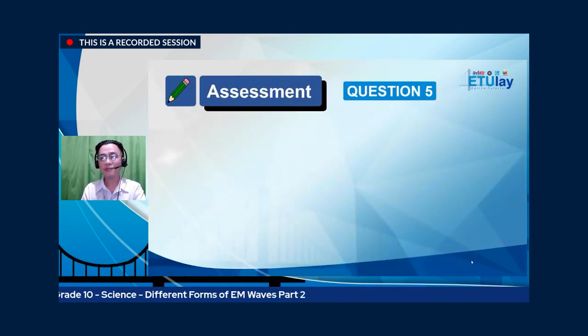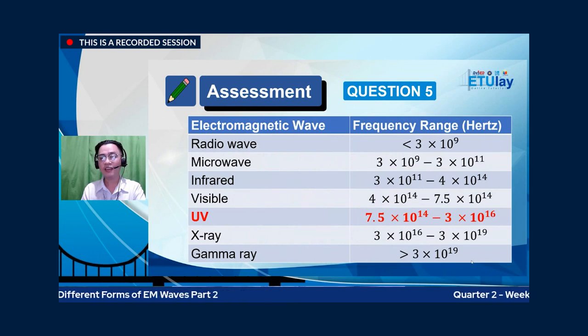Makikita natin sa table ng ultraviolet or UV na may frequency ranges na 7.5 times 10 to the 14 up to 3 times 10 to the 16 Hz.